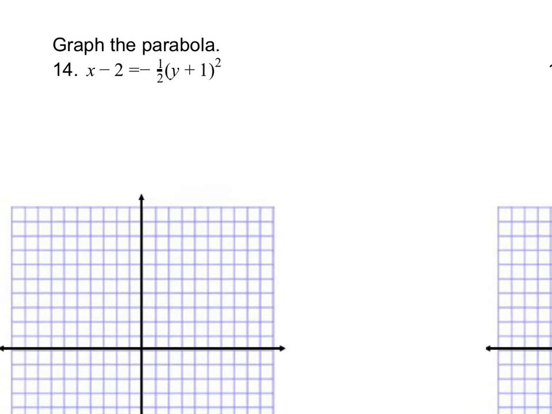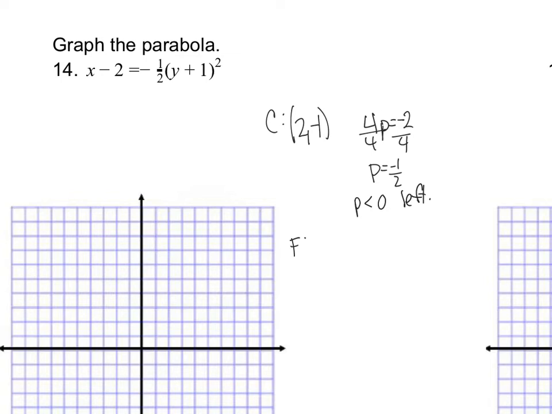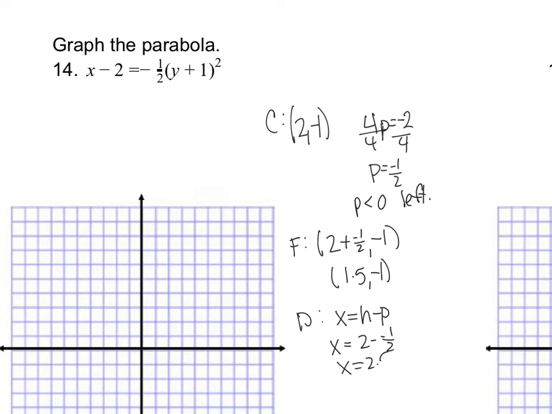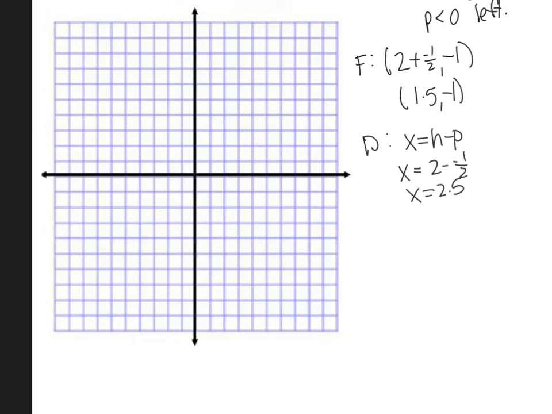So my center for this guy is at 2, negative 1. 4p equals negative 2. So we divide by 4. P equals negative 1/2. So therefore p is less than 0, so it opens to the left. My foci are going to be at 2 plus negative 1/2 comma negative 1. So that's 1.5 comma negative 1. And then my directrix is x equals h minus p. So x equals 2 minus negative 1/2. X equals 2.5. So if we graph that, let's graph my 2.5 directrix.